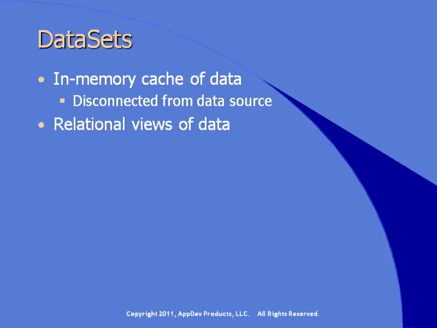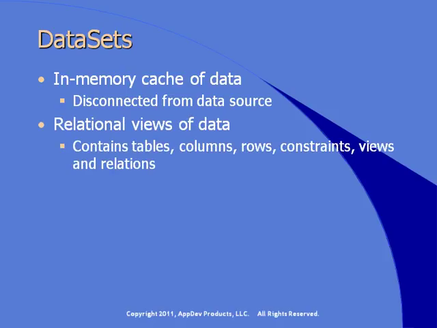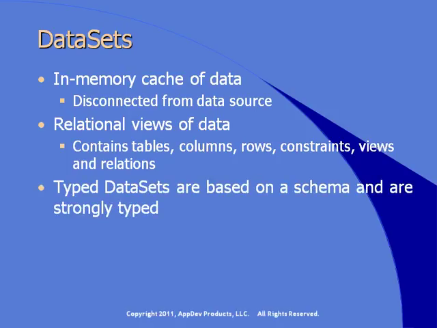And the dataset is a relational view of data. So it contains tables, columns, rows, constraints, views, relations. You can sort of think of it as a mini relational database in memory, if you will. There are two types of datasets, typed and untyped. A typed dataset is based on an XML schema, and therefore Visual Studio knows what the structure of the dataset is. An untyped dataset still has tables and columns and rows, but because there's no schema, Visual Studio doesn't necessarily know the structure of the dataset.